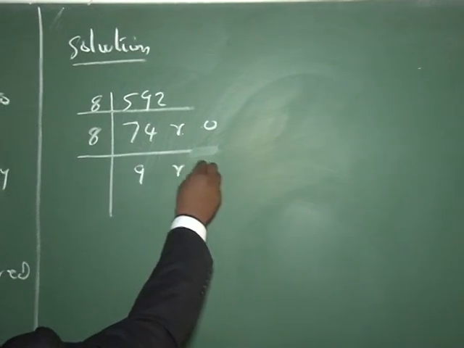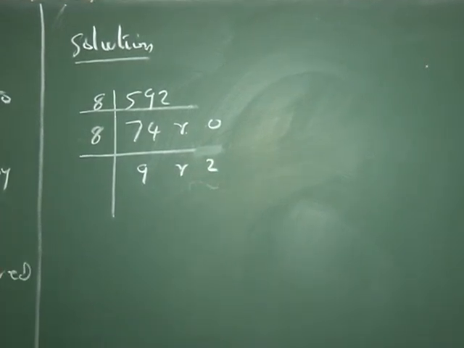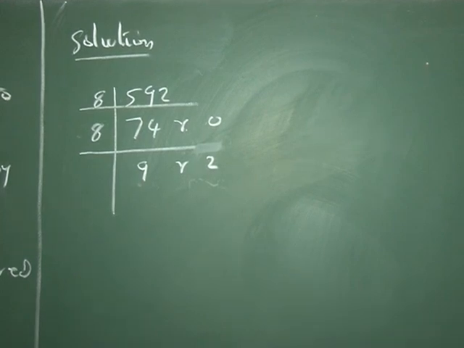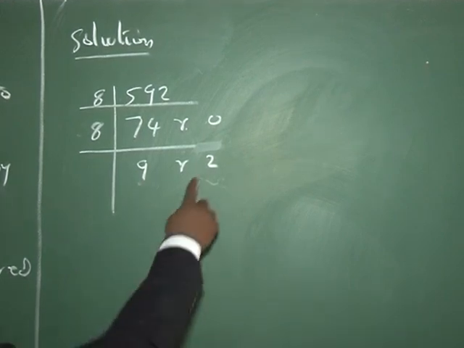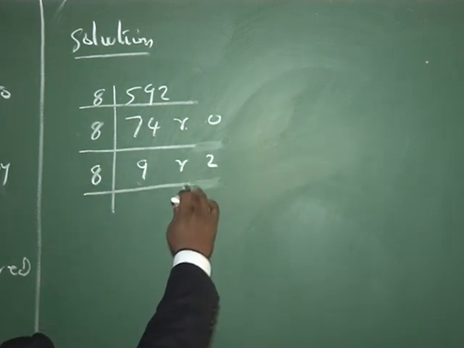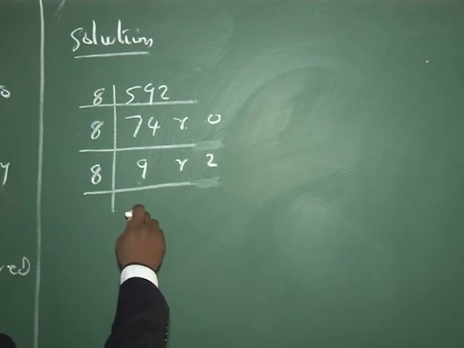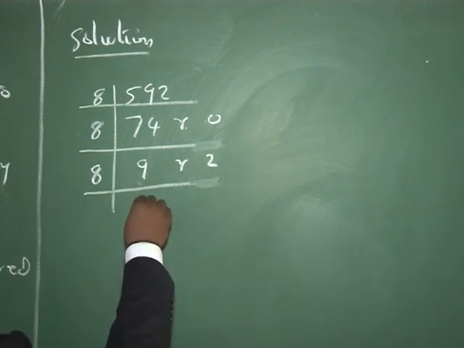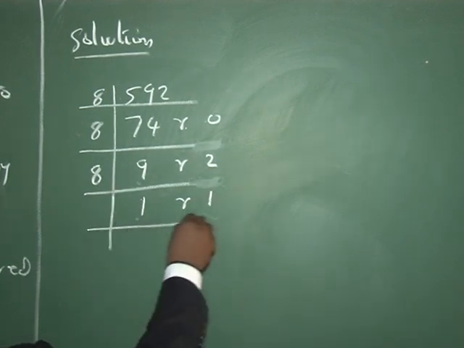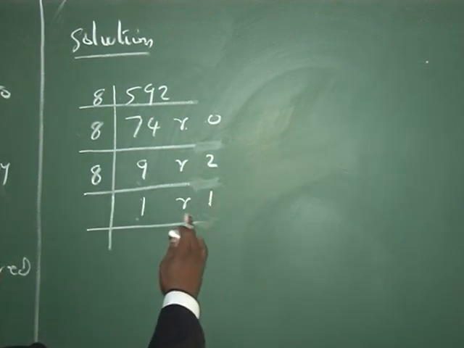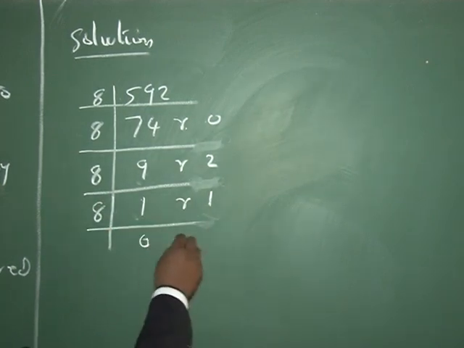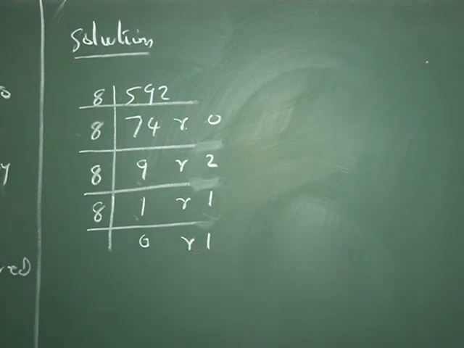9, remainder 2, because 9 times 8 is 72. So we have remainder 2. Now we divide again. 9 divided by 8 will give us 1, remainder 1. Okay, so 1 divided by 8 cannot divide. So we keep 1. Now look at this.